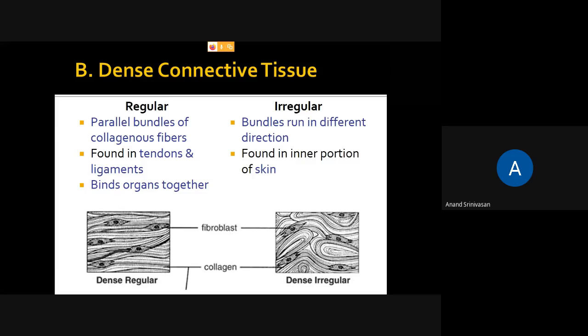The next one is dense connective tissue. The dense connective tissue has regular and irregular types. Regular means the fibers are regularly arranged. Irregular means they are not in a regular fashion. Examples for regular, it is found in tendons and ligaments. And irregular is found in the skin.